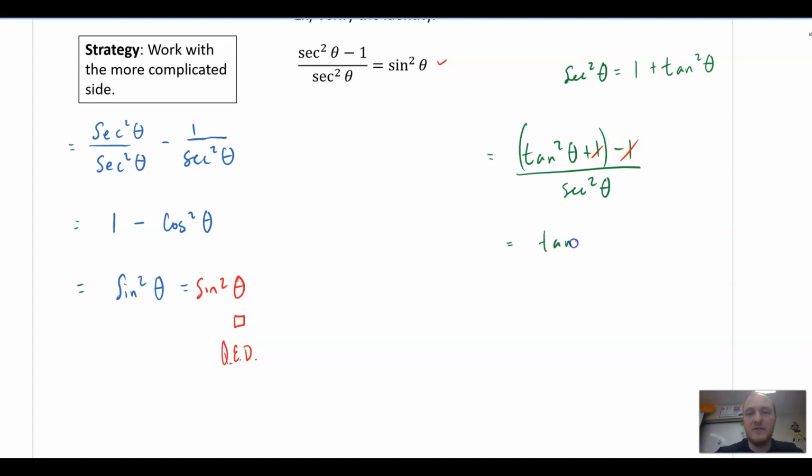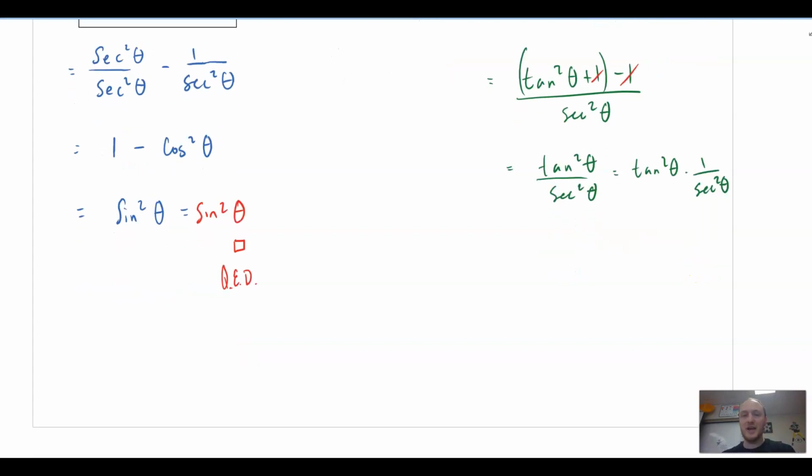So now we have tan squared theta over secant squared theta. Okay, and kind of a trick is to just go ahead and separate these. So if I separate it like this, this is tan squared theta times 1 over secant squared theta. Okay, here's where switching to sine and cosine really, really helps. So what's tan theta? Well, isn't that sine theta over cosine theta? So since it's tan squared, it's going to be sine squared over cosine squared, times, and then 1 over secant squared theta. Well, isn't 1 over secant squared theta cosine squared theta, right? That's just a reciprocal identity.